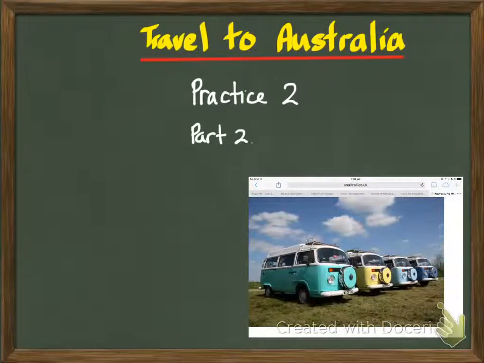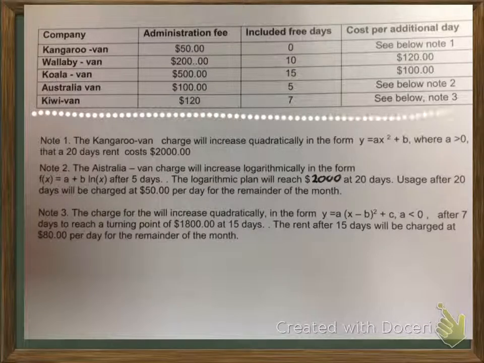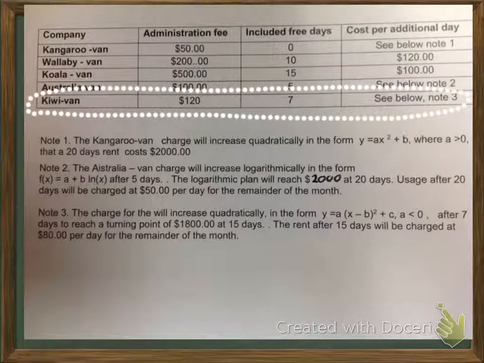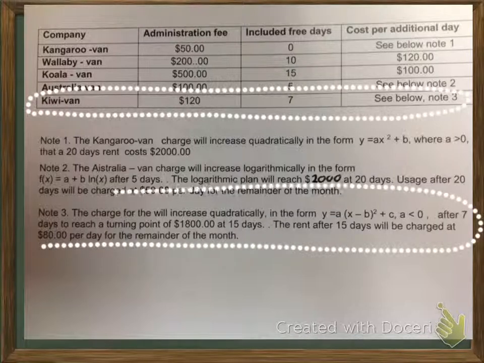This is part 2 of the Practice Travel to Australia Achievement Standard 91257. Please make sure you've had a look at part 1 first. We're going to finish the Kiwi van part of this now. So this is the one that we have to graph. Here it is with this equation here.